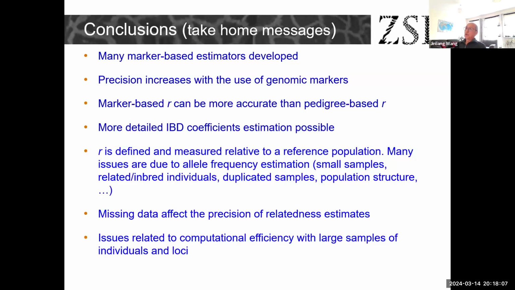So if the data missing rate is 50%, and the missing data is random across individuals, we have only 25% of data available for estimating relatedness for a particular pair of individuals. So missing data has a large impact on the data quantity available for relatedness estimation.